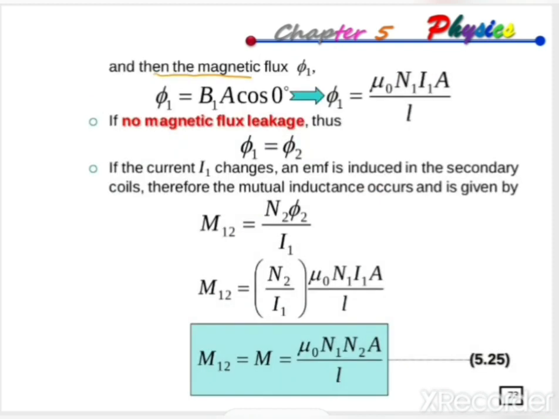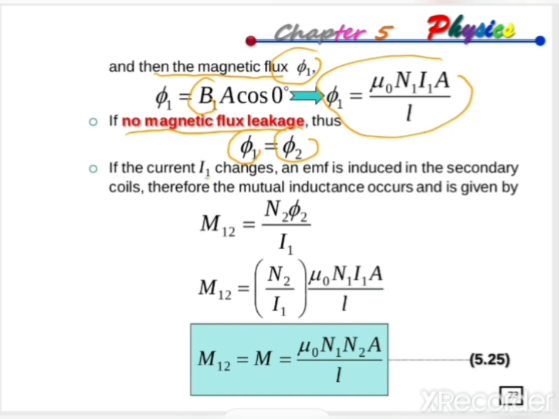And the magnetic flux through coil 1, solenoid 1, is equal to B1 A cos theta. When we substitute B1, which is equal to mu naught N1 I1 over L, we get the formula for flux 1 equal to mu naught N1 I1 A over L. And when there is no magnetic flux leakage, we get that the flux through coil 1 is equal to the flux through coil 2.